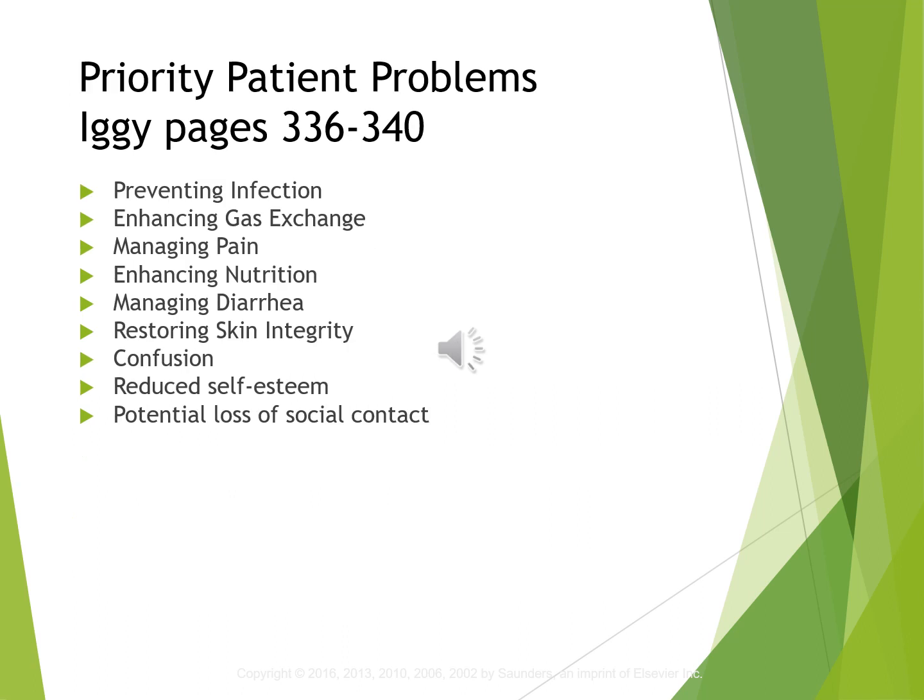Okay, now we're going to take some time and talk about some of the priority patient problems that can occur in patients that have HIV and or AIDS. And these can be found in your IGGI book. And we're going to talk about these each individually on the next few slides.